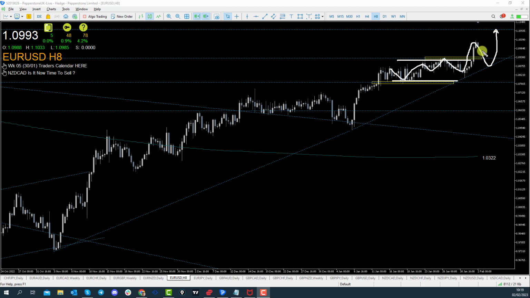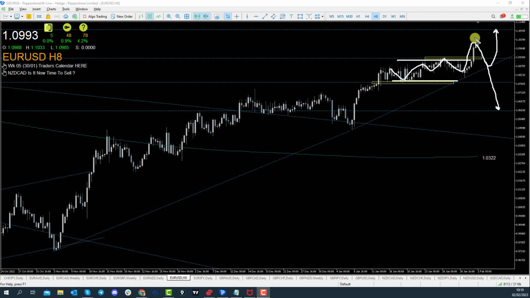Now, the news may push price into this point, so you may just want to wait to see how price reacts in and around here. If it doesn't react and price continues to fall, then you know to stay away from the market. If, however, price comes into here and you start seeing buyers interacting with this area, then we could see the market go long from that point.